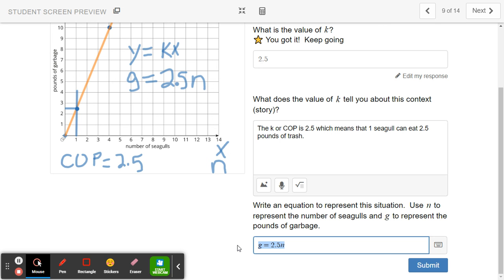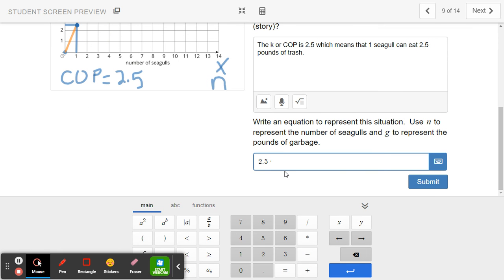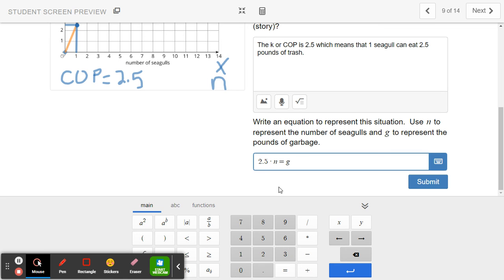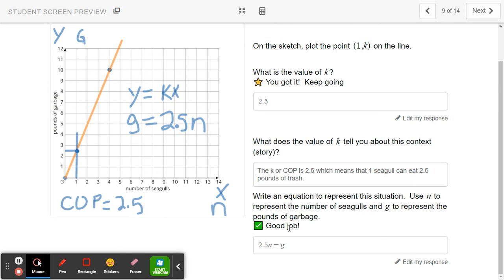It is worth noting that sometimes people write it as 2.5n equals g. That's totally fine. You could also write it as 2.5 times n equals g. Let's see here. And it's going to come up as wrong. Technically, this is right. Okay, I would accept this. They're just making sure when they're writing it in this Desmos, they're saying, let's write it like a mathematician. So instead of doing 2.5 times n, we just put it together like so. Okay. All right, let's move on.